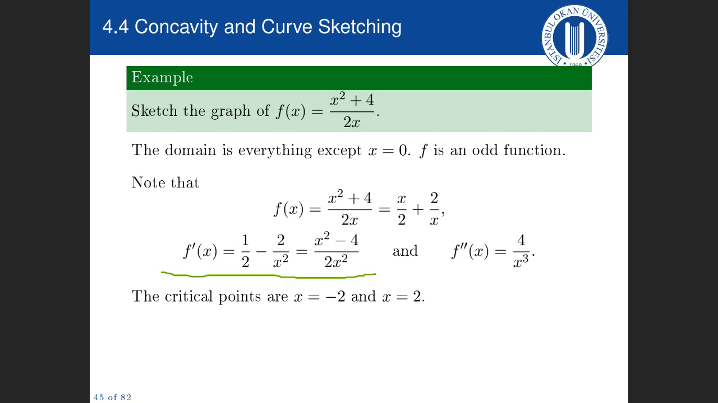And remember, the domain is everything except x equals 0. If x is not equal to 0, f prime exists. So there's no point in the domain of f where f prime does not exist. So we're only looking for the points where f prime is equal to 0. That can only happen if x squared minus 4 is 0. So the critical points are x is minus 2 and x is 2. So let me just repeat that. X equal to 0 is not a critical point because 0 is not in the domain of f.